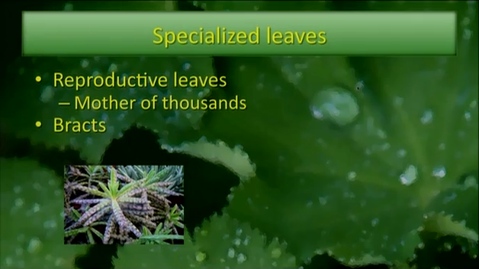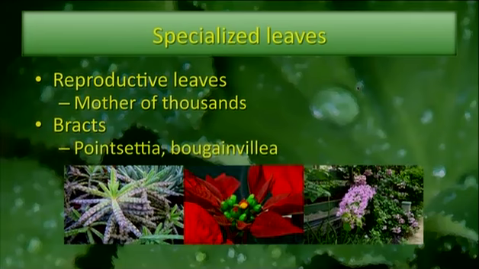And we also have other specialized leaves called bracts, like in poinsettia, like you see here. These are the actual flowers, and these red parts are not part of the flower. They're actually colored leaves known as bracts. So bracts usually function as petals in plants that do not have colorful petals. Bougainvillea also has colored bracts.